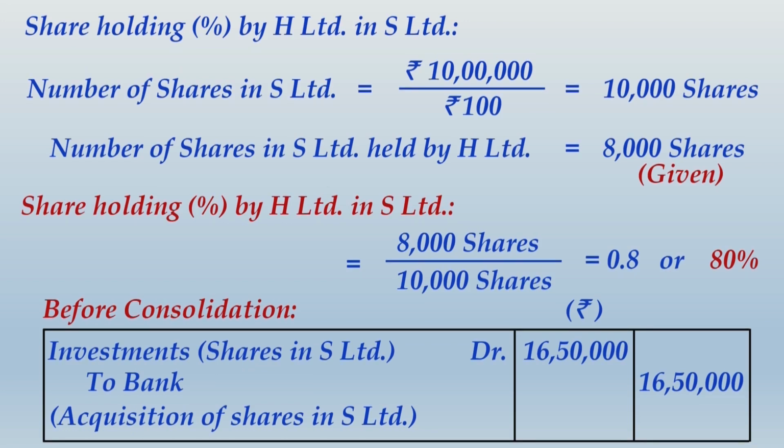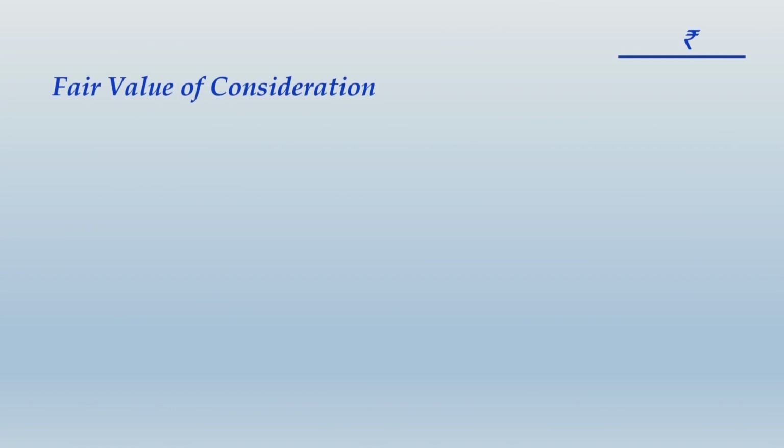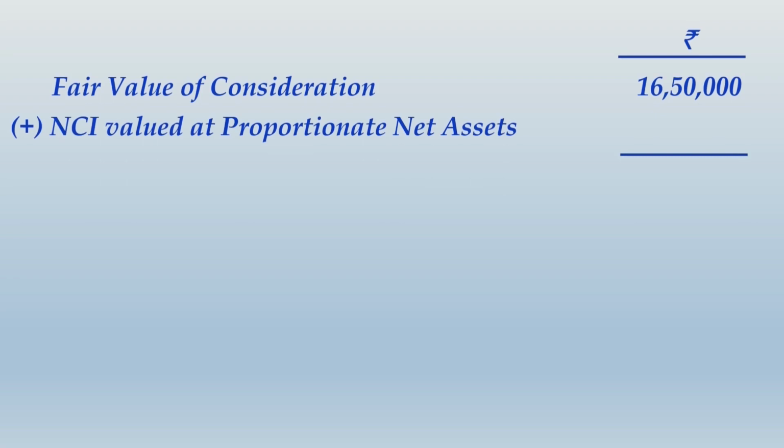Alright friends, you would have finished writing this whole thing. Let us move ahead and now take the next calculation, that is goodwill or gain on bargain purchase that would arise. So you know how to do this calculation. This is very simple. You had been doing it so many times. Fair value of consideration is 16,50,000. NCI valued at proportionate net assets, which as of now we don't know.